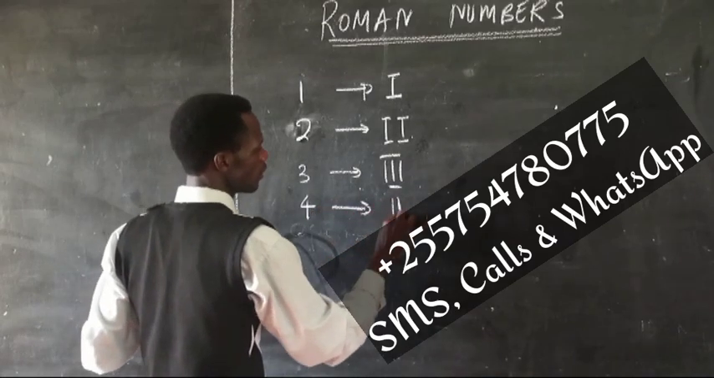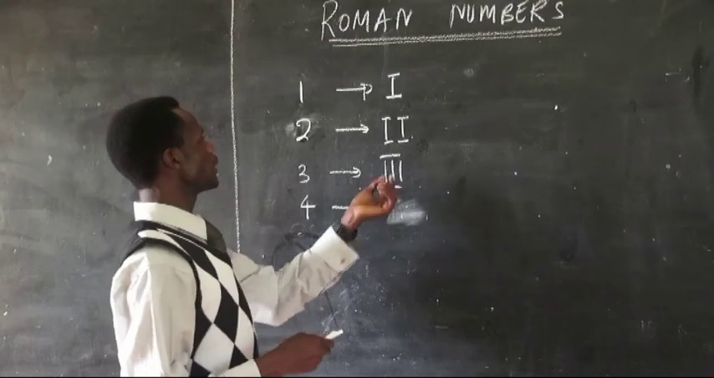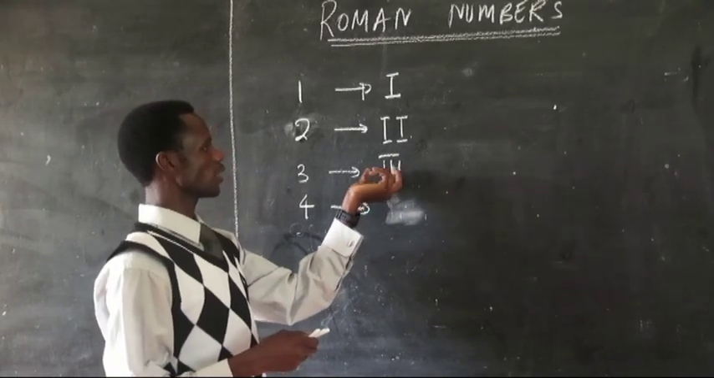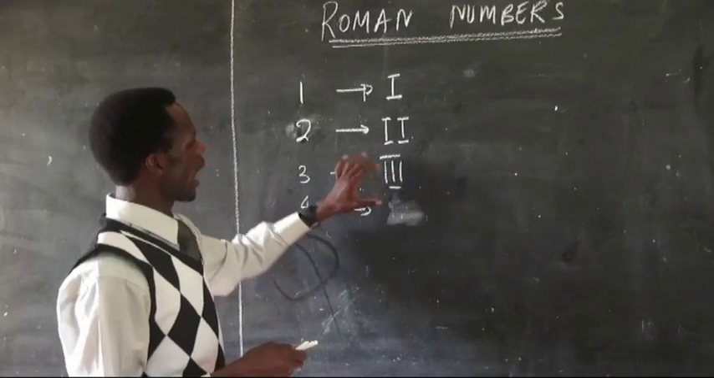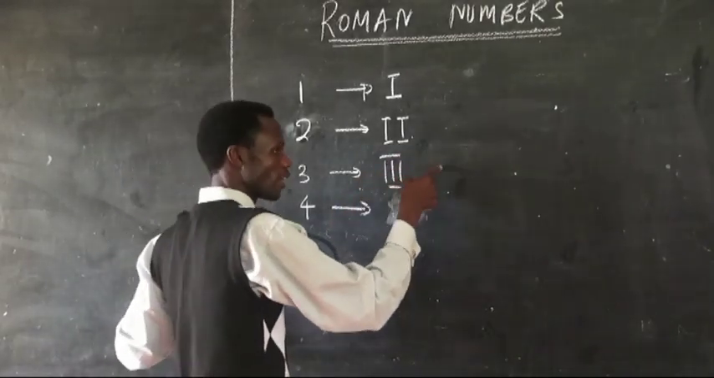For 4, it seems to be like this one, but we are not supposed to make a repetition of more than 3 letters at the same time. Haturuhusiwi kurudia herufi hizi zaidi ya mara 3.